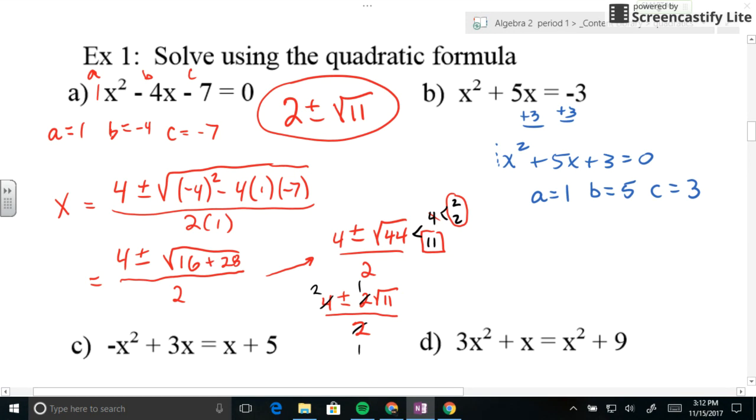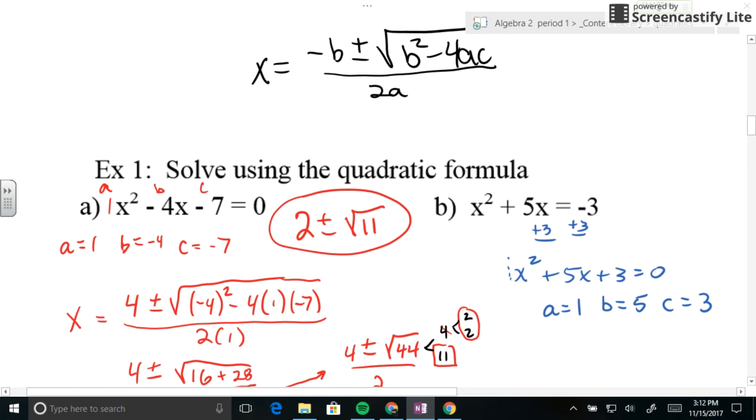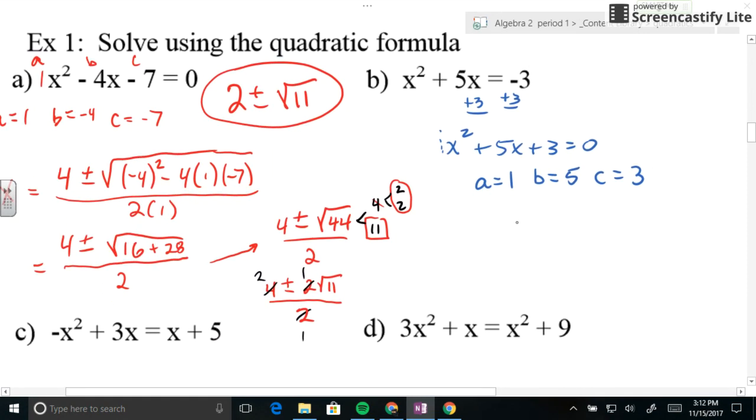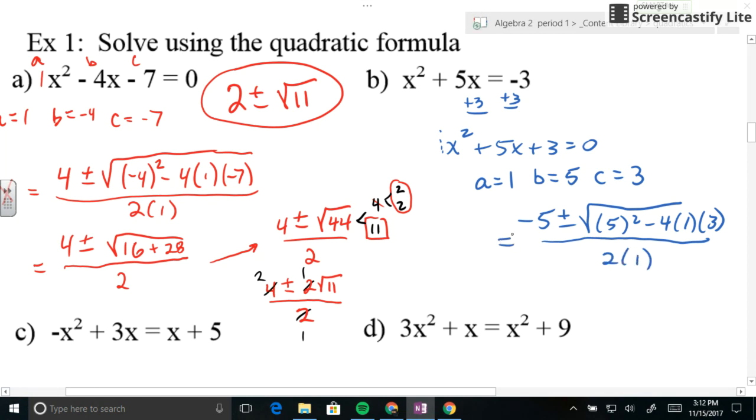So now we're going to plug it into the quadratic formula here. The opposite of b plus or minus the square root of b squared minus 4ac, all divided by 2a. So the opposite of b is negative 5, plus or minus the square root of b squared, which is 5 squared, minus 4 times a, which is 1, times c, which is 3, all divided by 2 times a, which is 1. And this is going to be what x equals.